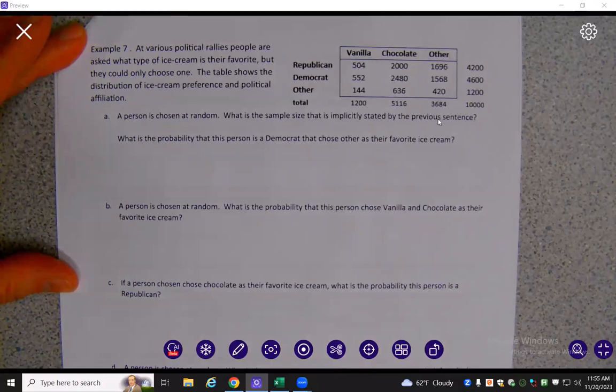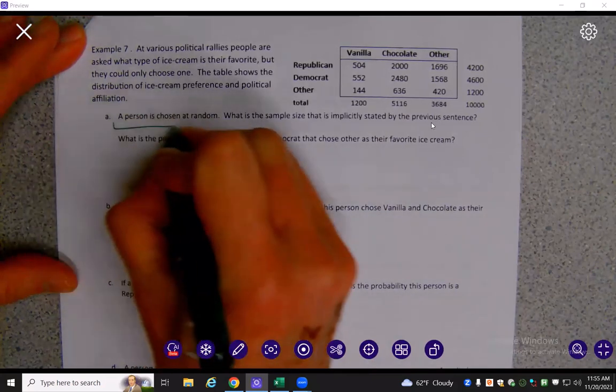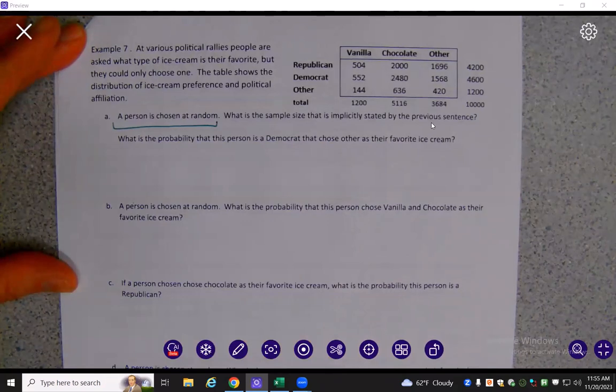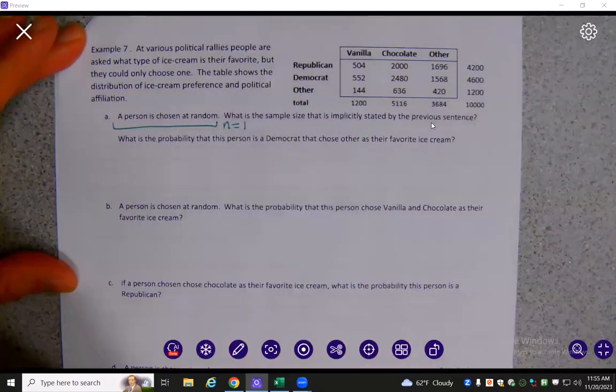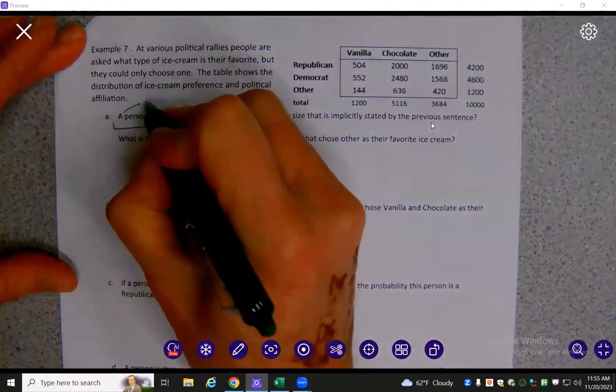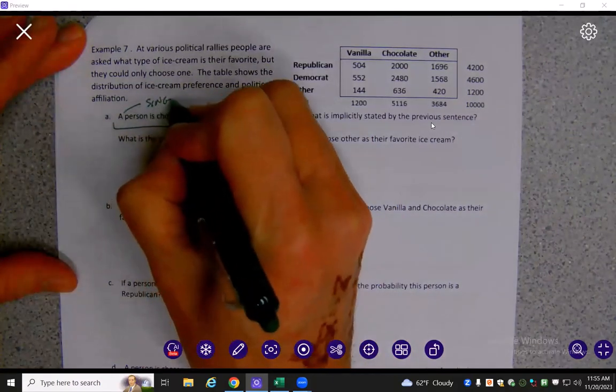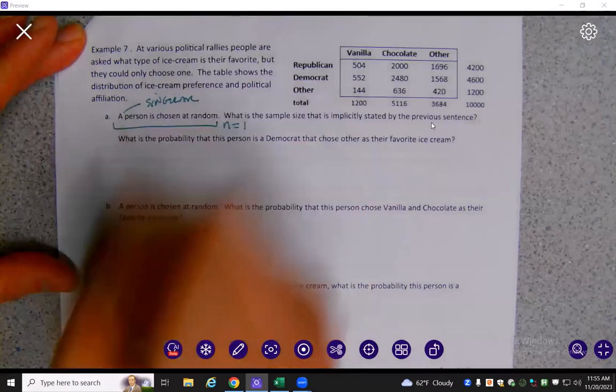by the previous sentence? And the previous sentence is this one. What does this statement imply the sample size is? Yeah, and I hear somebody raising their hand, and it's a 1. That's right. A means singular. So all these questions are singular.